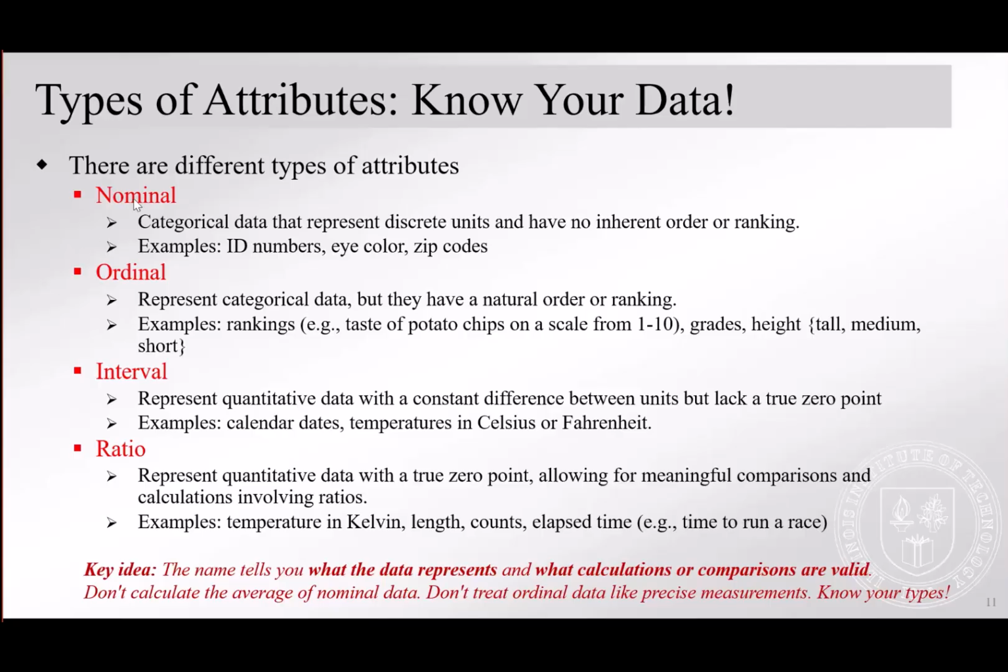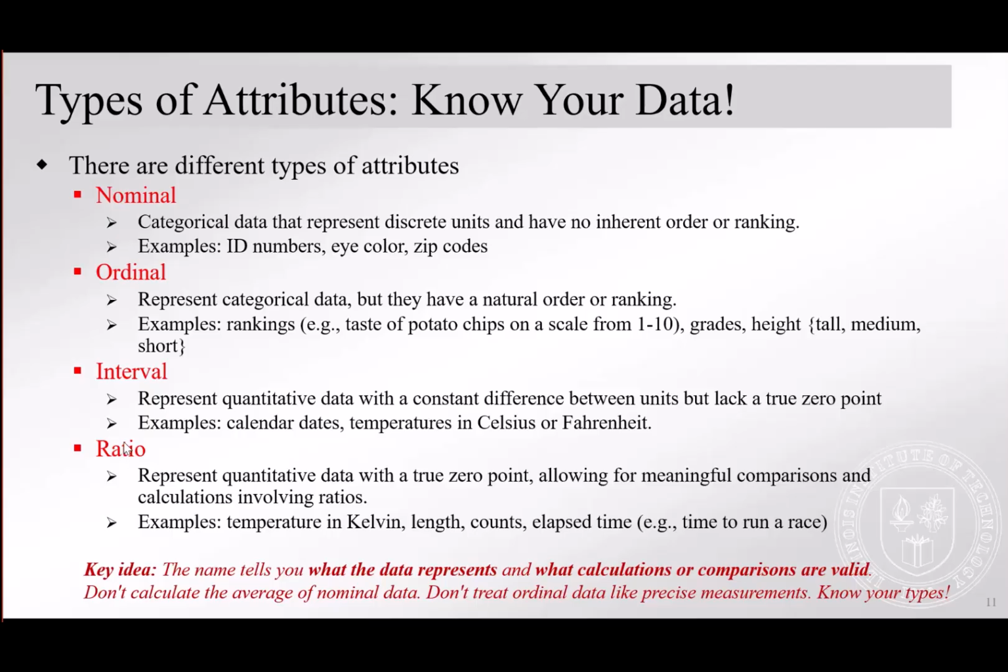Nominal attributes answer the question, what kind? They simply place data into categories with no notion of order. Ordinal attributes answer what order. They allow us to rank values, but we still don't know how big the differences are between them. Interval attributes go a step further. They answer how much difference.